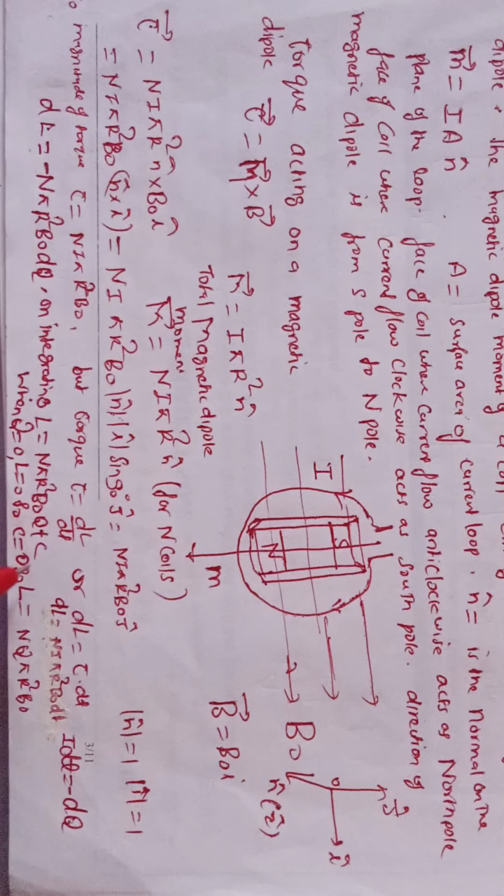But torque is given by tau equals dL by dt, where L is the angular momentum, or dL equals torque into dt. We put the value: dL equals N I pi r square B naught dt, but I dt equals minus dq. Then dL equals minus N pi r square B naught dq. Now we integrate this, and we get N pi r square B naught q plus a constant c, where c is an arbitrary constant. But given that when the capacitor is fully discharged, q equals 0, then L, the angular momentum, is 0, because the coil has hardly rotated during this time. So c equals 0, then L equals N q pi r square B naught.